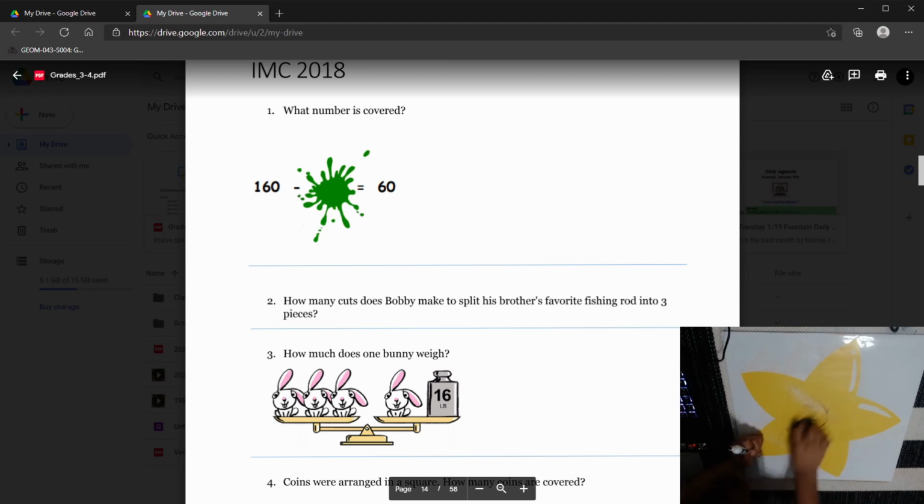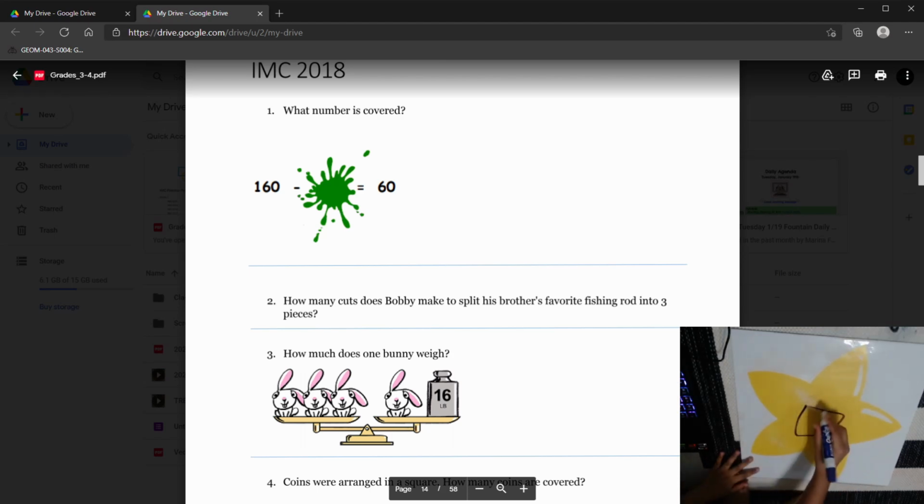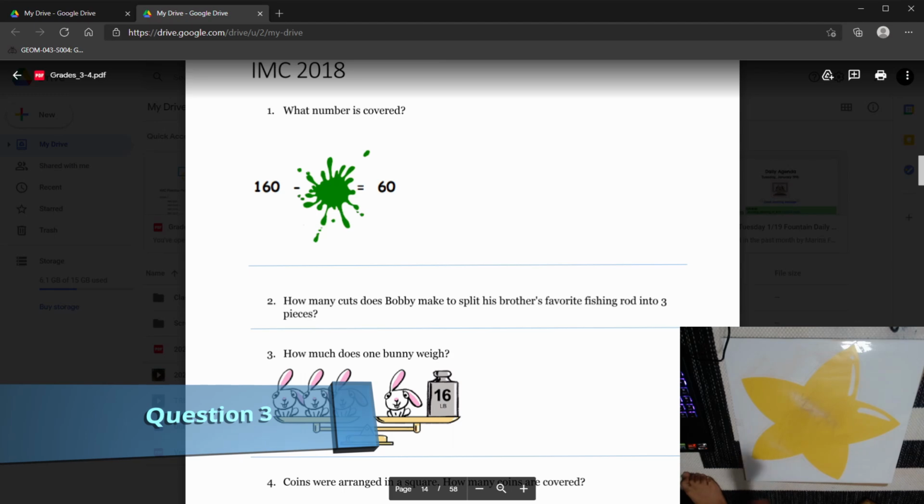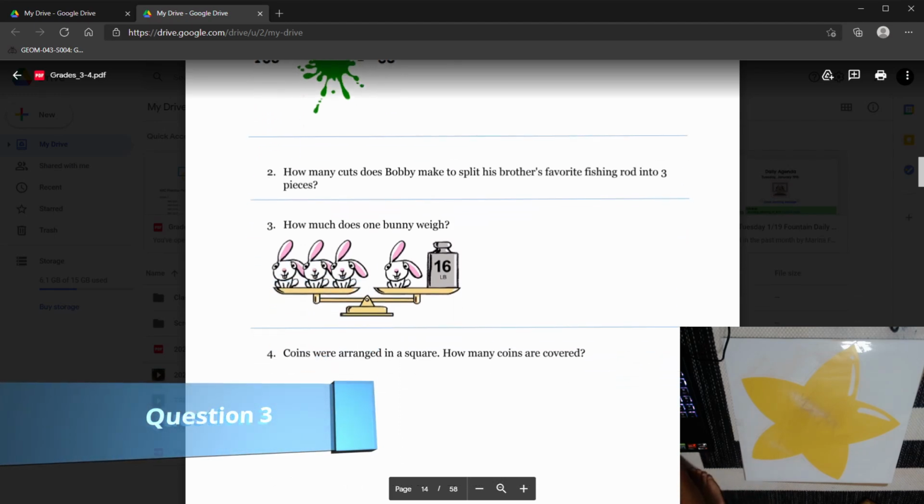Well, why does this work? Well, this works because 1 cut is 1 split that makes 2 pieces. And so if you want to split it into 3, then you just do 2 cuts, and then there's 3 pieces. Okay, moving on to question number 3.